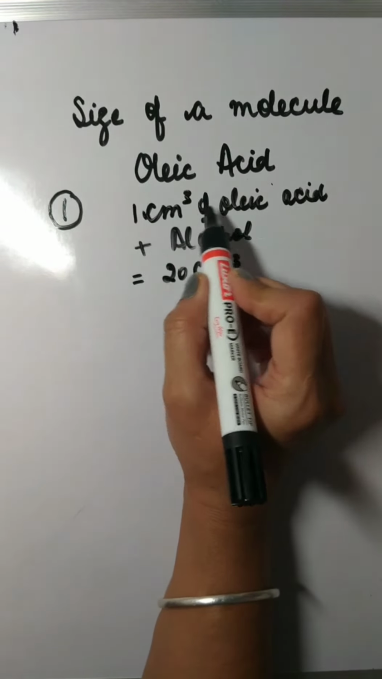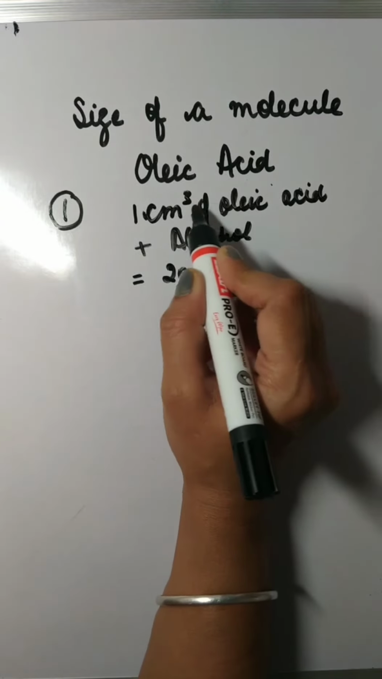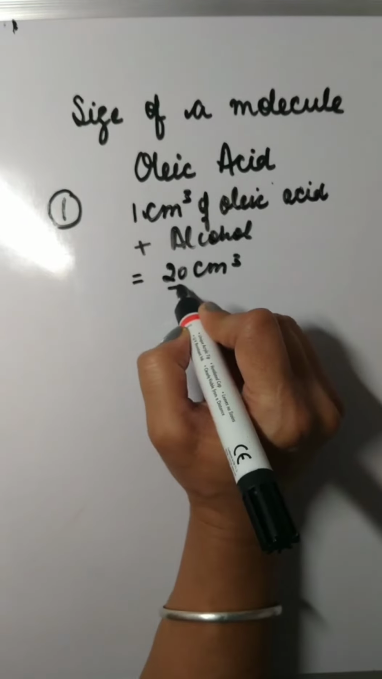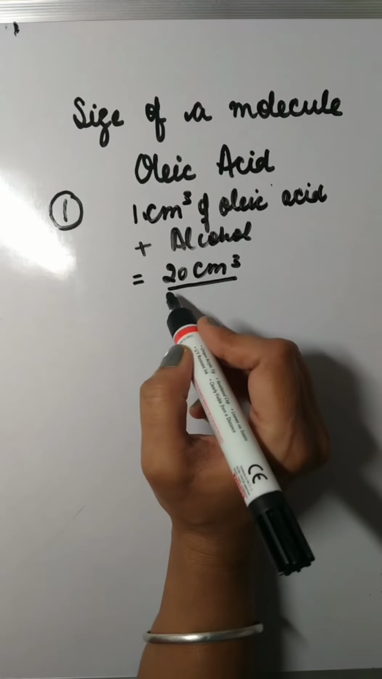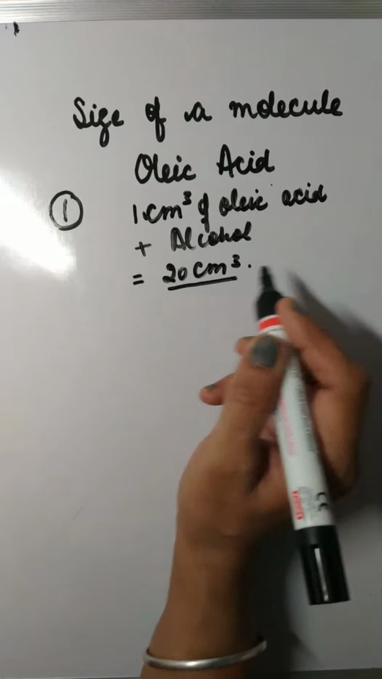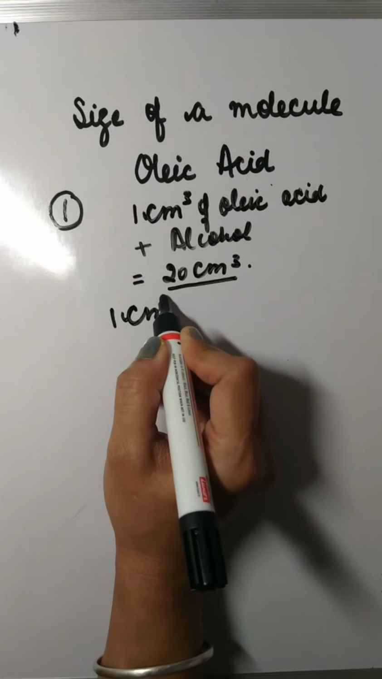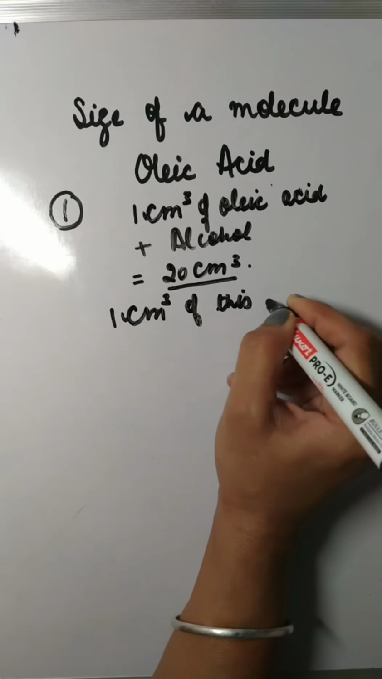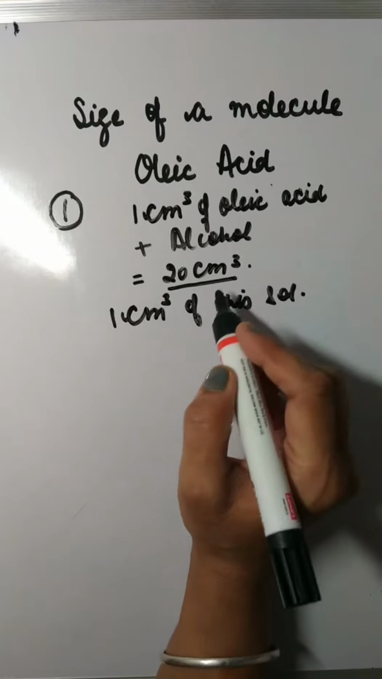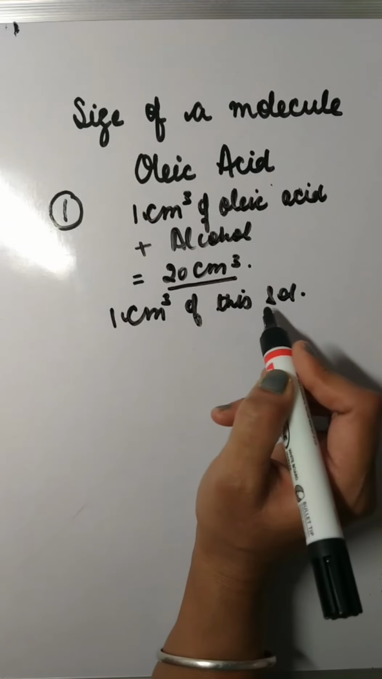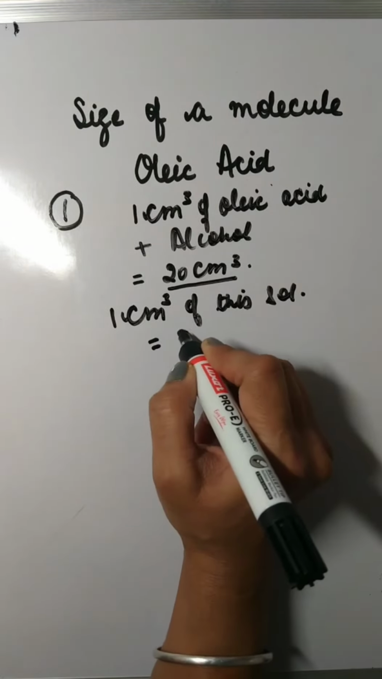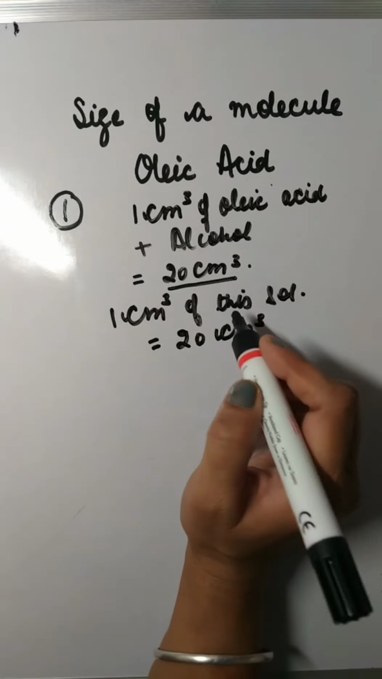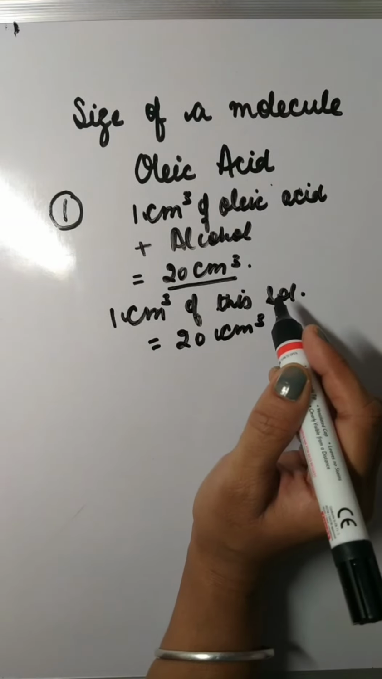So we take 1 centimeter cube of oleic acid and we add alcohol to it, so that the volume of the total solution becomes 20 centimeter cube. Then we take 1 centimeter cube of this solution again, and further add alcohol to this 1 centimeter cube of solution, so that again the total volume becomes 20 centimeter cube.